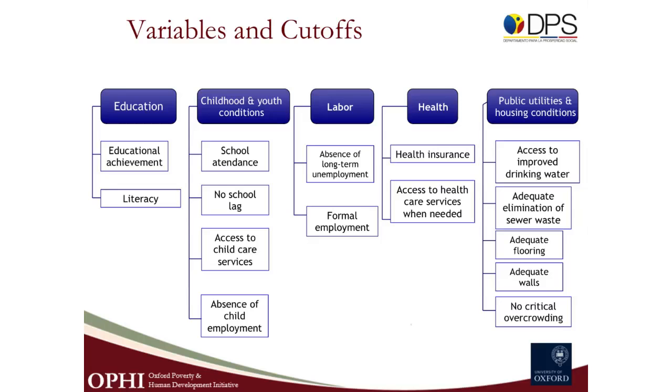Variables and cutoffs. So what are their variables? In education, they use educational achievement. I'm going to say a little bit about the indicators, also to have an example of possible indicators. For educational achievement, a household is deprived if the average years of schooling of all household members 15 years or older is below 9 years of schooling, which I think is pretty high, but I guess it's Colombia. Literacy: a household is deprived if there is at least one household member 15 or older who cannot read or write.